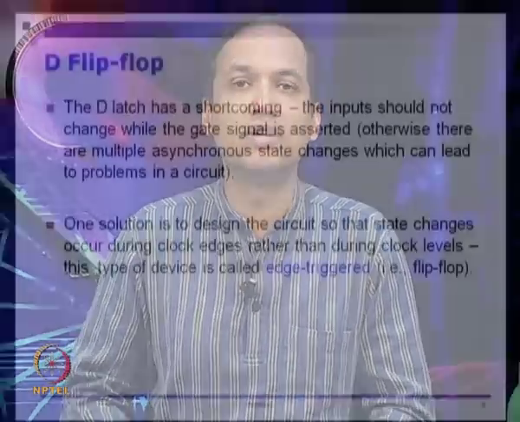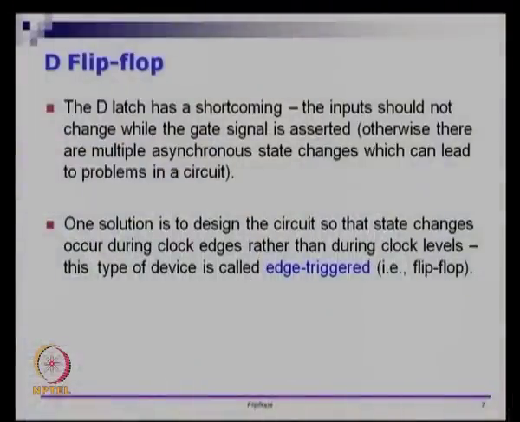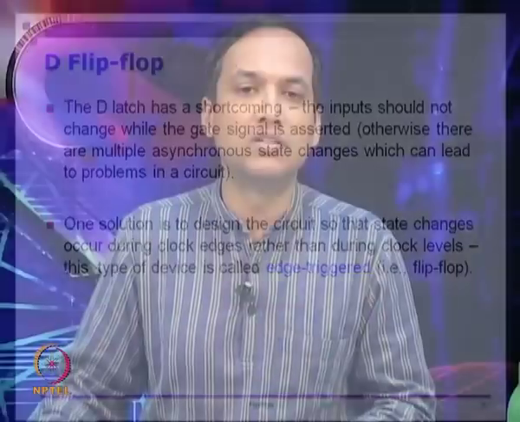The first thing we will start with is what is called a D flip flop. So we saw that the D latch has a shortcoming. The input should not change while the gate signal is asserted. Otherwise, there are multiple events which can change, and you may not have a reference point with respect to the clock for that. So once the enable signal comes in, we don't want changes in D to go to Q. If you want to prohibit changes in D to go to Q, then the latch is not enough.